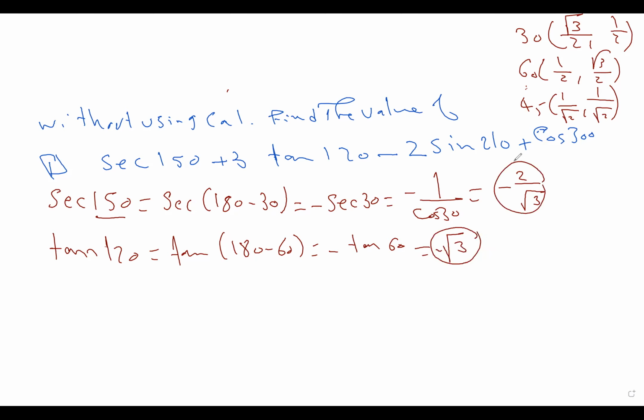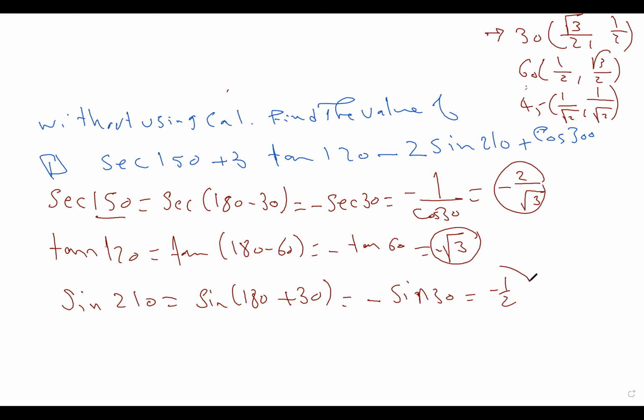The third one, sine 210. Tell me in which quadrant? Third quadrant. So it will be sine of 180 plus 30 to get the same angle. And the sign in the third quadrant is positive or negative? Negative. So it will be negative sine 30. From the ordered pair of 30, you can find the sine, which is y. It will be negative half.